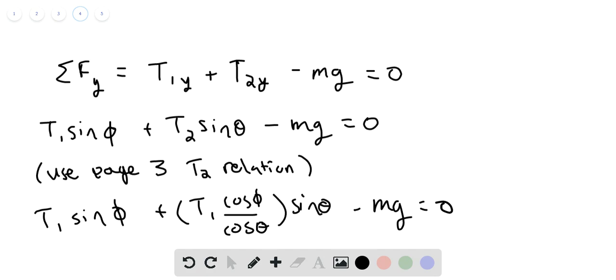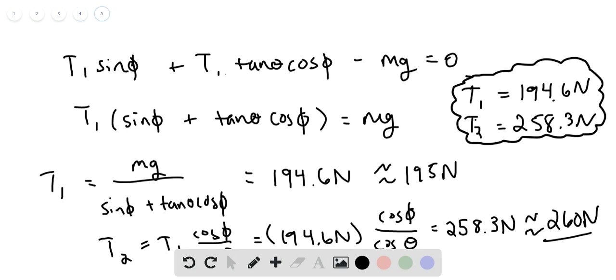If we notice here, there's a sine over a cosine theta. It's actually equal to tangent theta, right? So we can just call this T1 cos phi tangent theta minus mg. And then the next page should have our, like I said, the tangent theta is here. So you can factor out T1 and then divide to get your first tension, and that's going to be about 195 newtons, a little bit less.